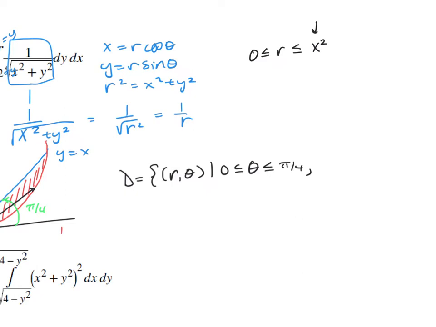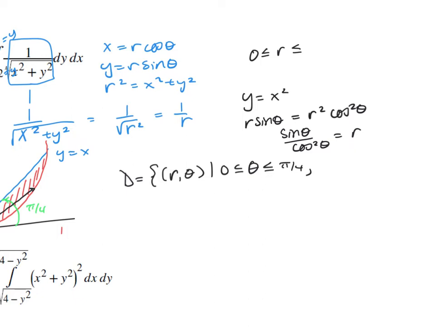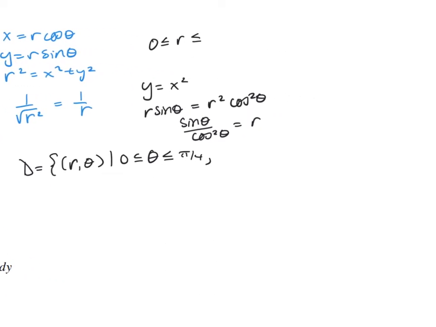So how do we do that conversion? Well, let's say y is equal to x squared. That means r sine theta is equal to r squared cosine squared theta, which means that if I divide everything by r and cosine squared, I'm going to have sine theta divided by cosine squared theta is equal to r, but that's kind of ugly.